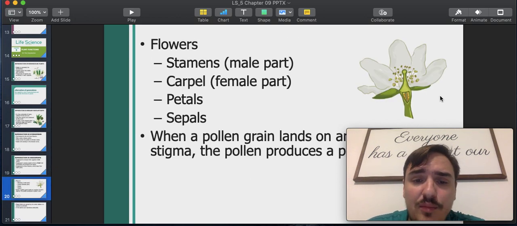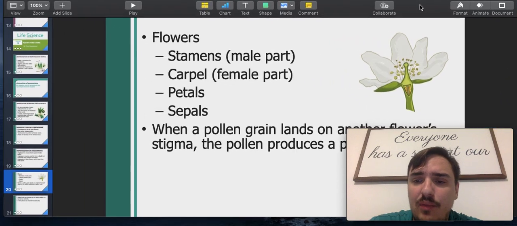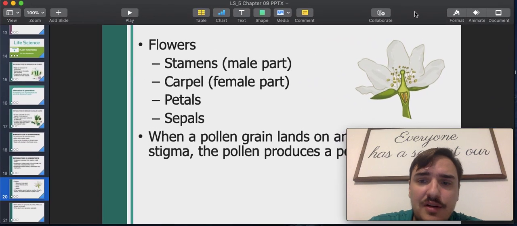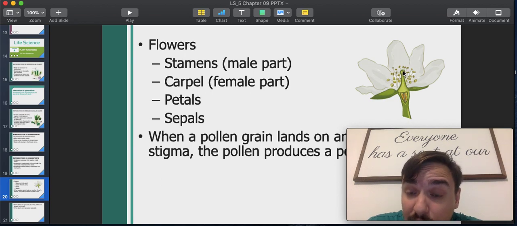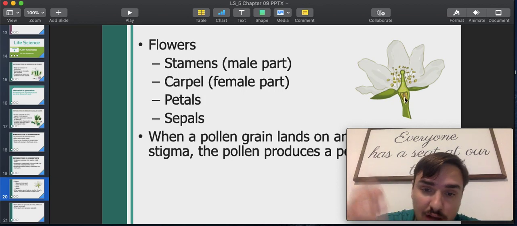Like it says there, when a pollen grain lands on another flower's stigma, the pollen produces a pollen tube. Now, what does that mean? So I'll refresh your mind on that real quick. As of right now, there is no opening between the stigma down into the ovary. When a pollen grain lands on the stigma, it basically develops a root-like structure that grows down through the style and eventually into the ovary and causes fertilization.